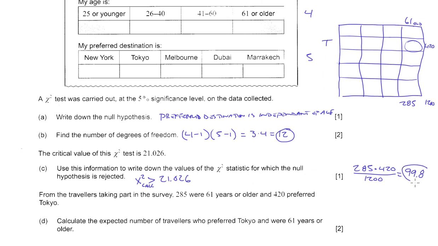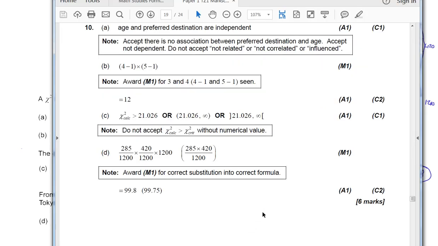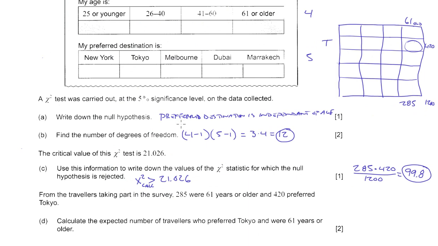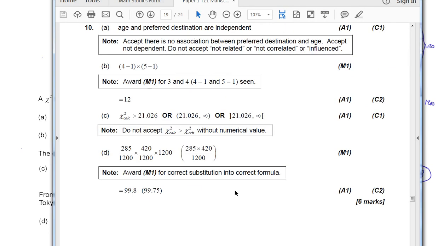We would expect 99.8 people, right? So the number of travelers who preferred Tokyo and were 61 years or older would be 99.8. All right, let's check that on our mark scheme here. So let's see, age and preferred destination are independent. That's pretty much what we had out here, right? Preferred destination is independent of age, so that should work out okay.